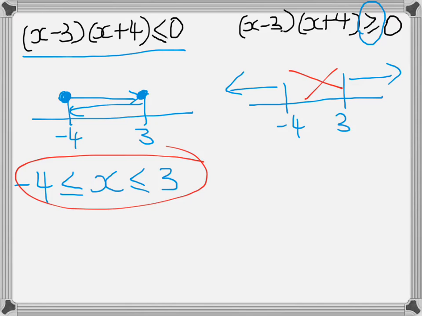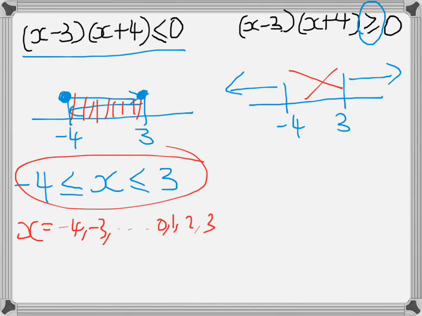Here, if you want, I will write out all the x values: -4, -3, -2, -1, and so on, then 0, 1, 2, and 3. All these numbers are in the area in the middle, which means all the values in the middle are the values of x, from -4 to 3.